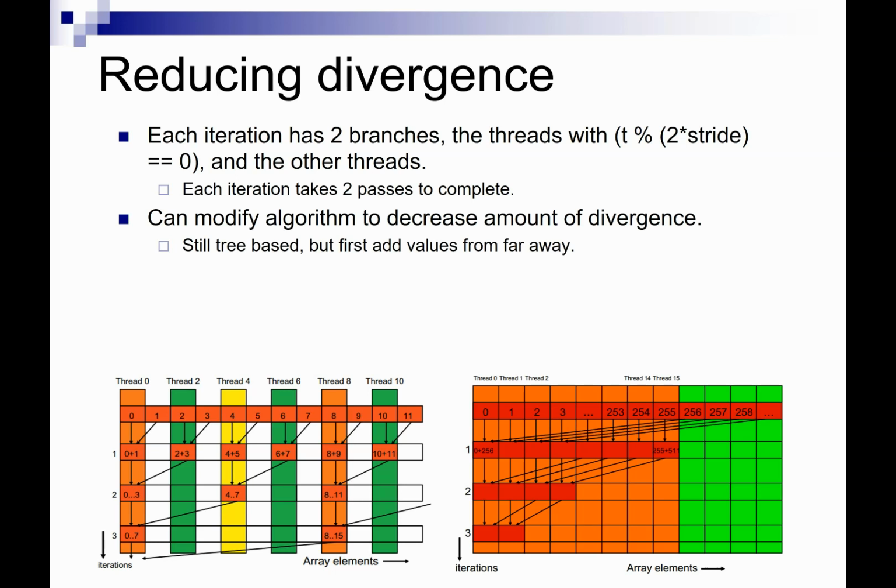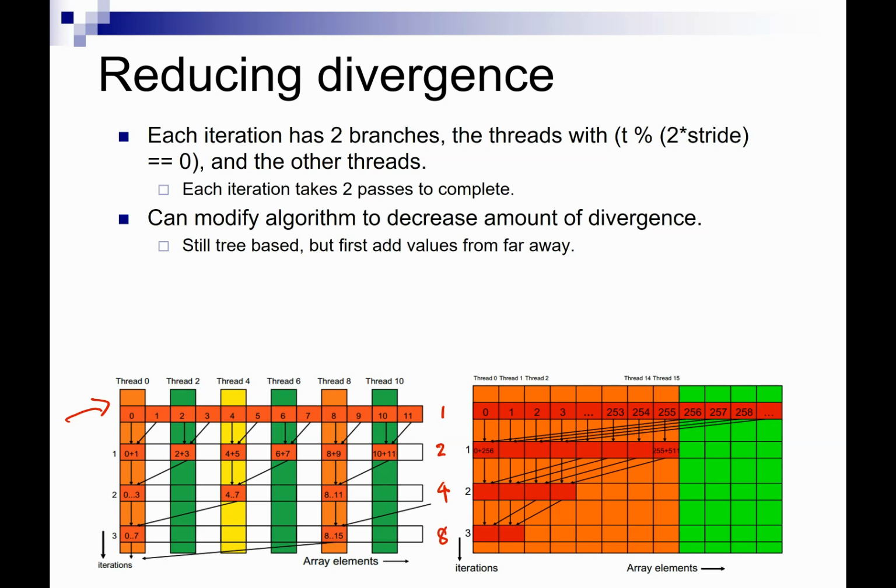Now we want to see how we can mitigate this issue of divergence. What we're going to do is change the algorithm a little bit, and this new algorithm is going to have a lot less divergence. In the original algorithm, you keep picking these partners, and the partners are always a distance of stride away. The distance starts from 1, then you go to 2, then 4, and then 8. So the strides are increasing.